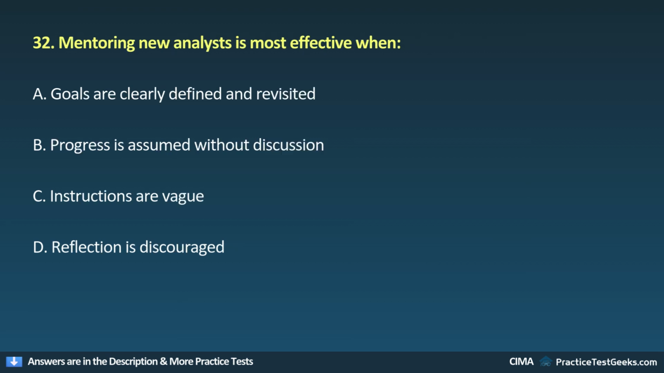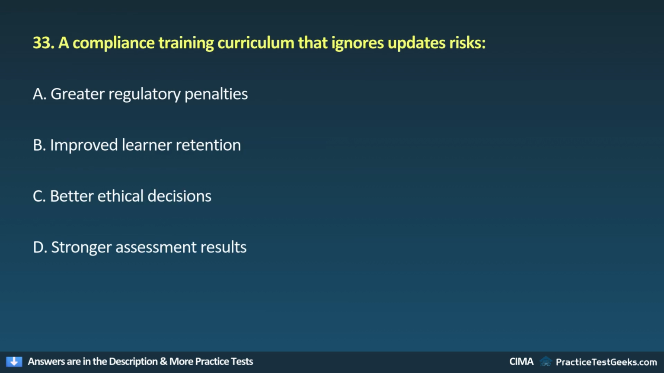32. Mentoring new analysts is most effective when A. Goals are clearly defined and revisited. B. Progress is assumed without discussion. C. Instructions are vague. D. Reflection is discouraged.